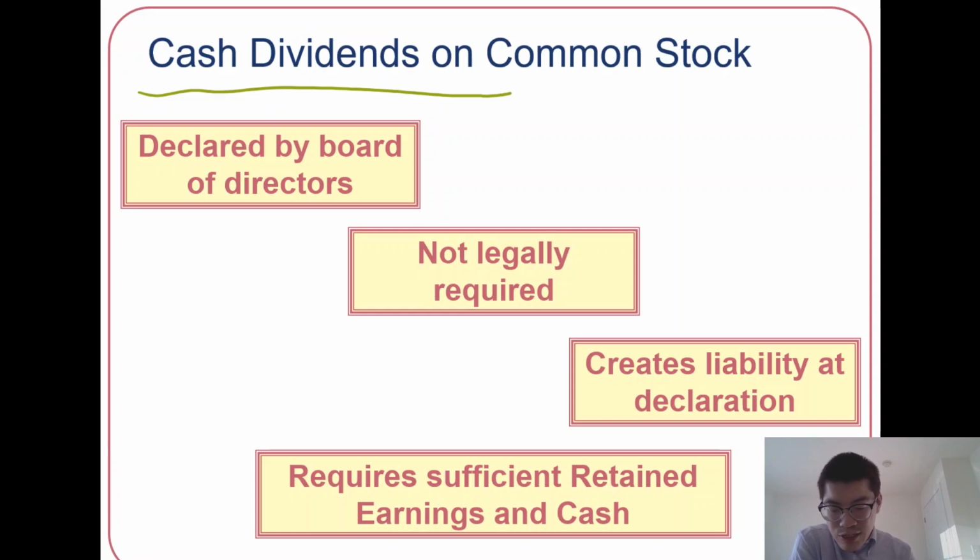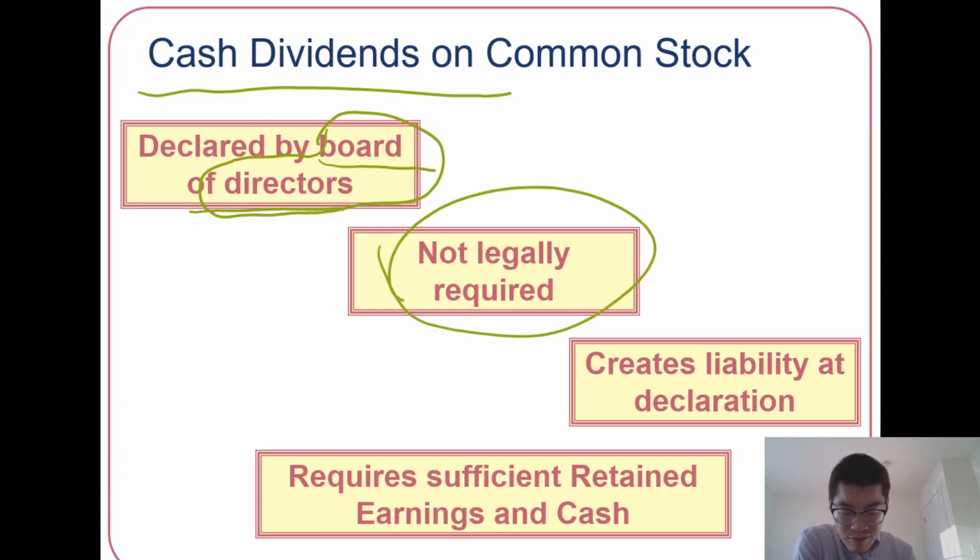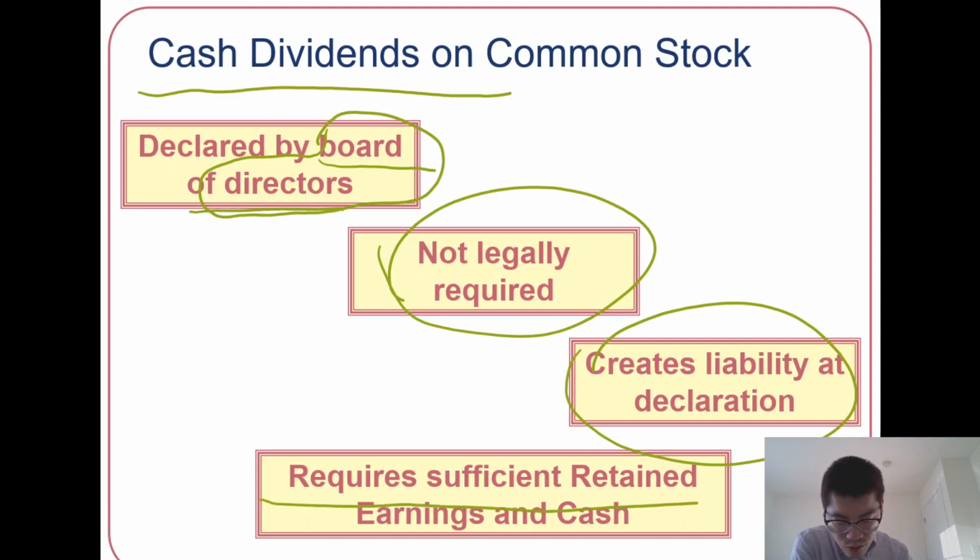Okay, so it is declared by the board of directors. If the company is going to issue some dividends to the investors, who is the person who decides to declare the dividends or not? That'll be the responsibility of the board of directors. Okay, not CEOs, not CFOs. It's the board of directors. Okay, and as we said before, dividends are not legally required, and they create a liability at declaration. And also it requires sufficient retained earnings and cash.